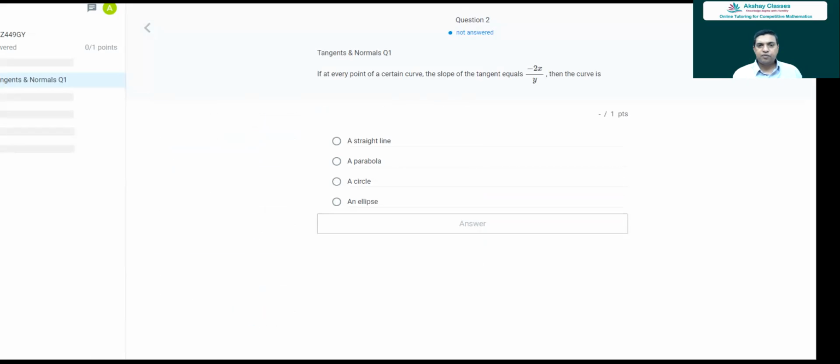If at every point of a certain curve, the slope of the tangent is equal to minus 2x upon y, then the curve is a straight line, a parabola, a circle, an ellipse. There's a question. So please answer. By the way, these are GATE questions. The questions that appeared in GATE.